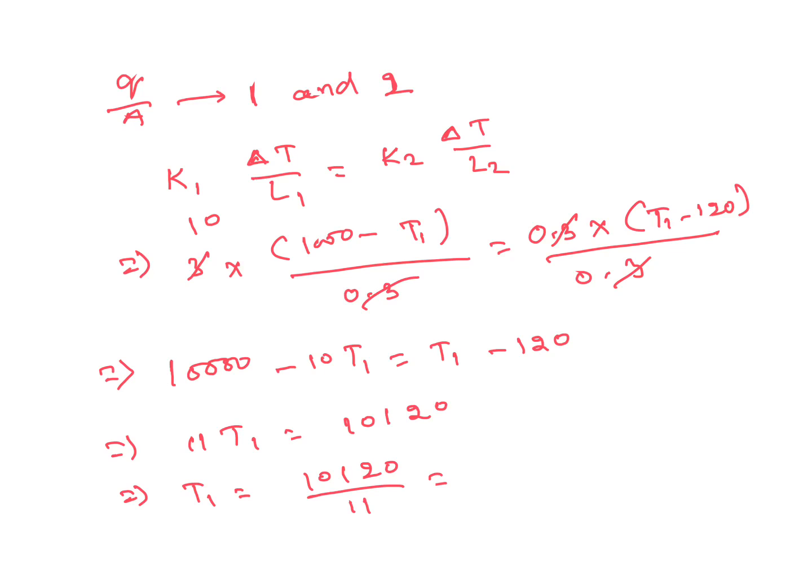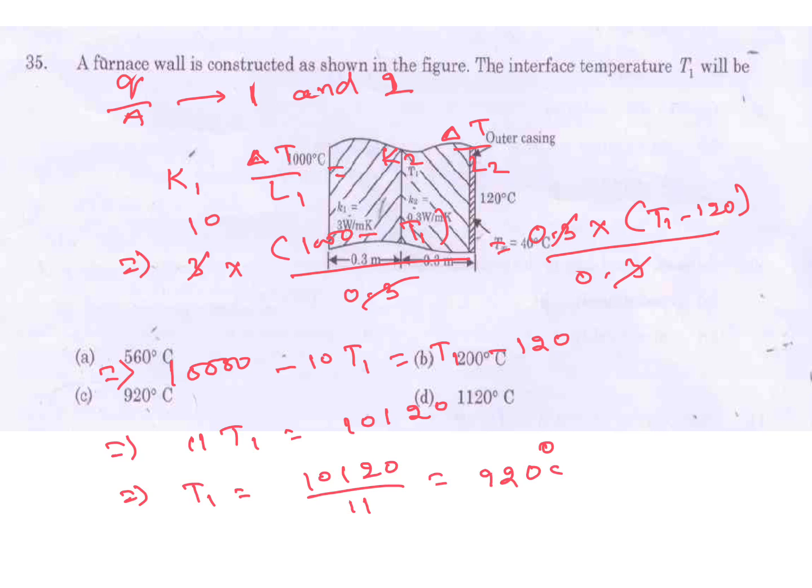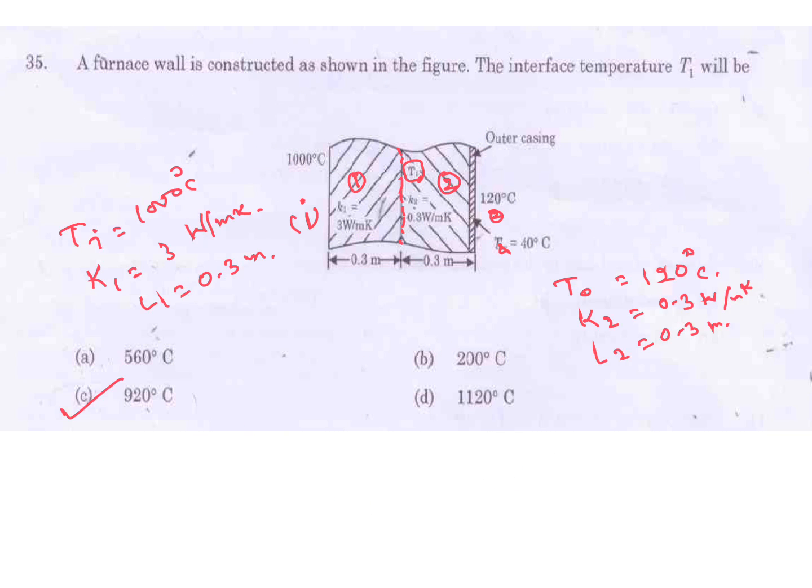If we calculate, 11 into 9 is 99, then 2, then 0, so 920 degrees Celsius. From the options, C is the answer, 920 degrees Celsius.